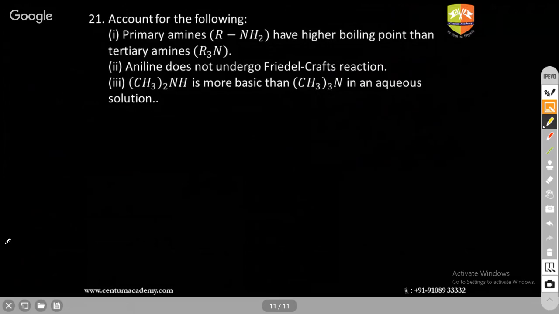Right? AlCl3 is a Lewis acid, right? Due to electron deficiency, it can accept the lone pair of the nitrogen atom. So it reacts with that Lewis acid AlCl3 and forms a salt. That's why it does not undergo Friedel-Crafts reaction. So that's the reason. What is the third one?